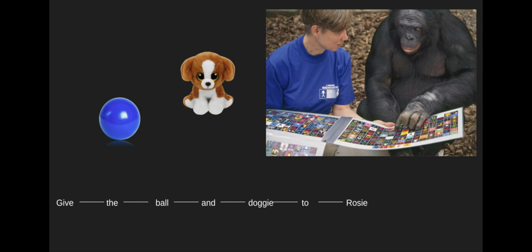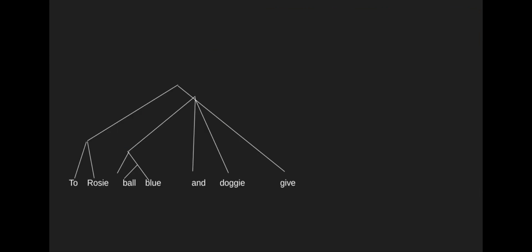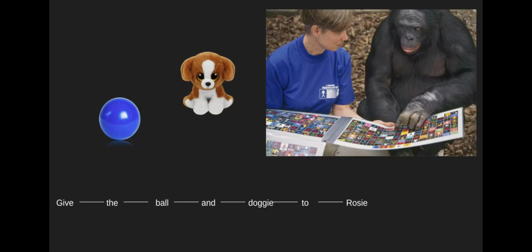Here's an explanation. We've got this invisible structure structuring that sequence of words. And we can see that no matter how you spin around this structure, the blue ball and the doggy are all going to stay connected to this little point up here. You can't break them apart. That's how we know when I say "give the ball and the doggy to Rosie," what you want me to do with the ball is give it to Rosie, and what you want me to do with the dog is the same thing you want me to do with the ball.